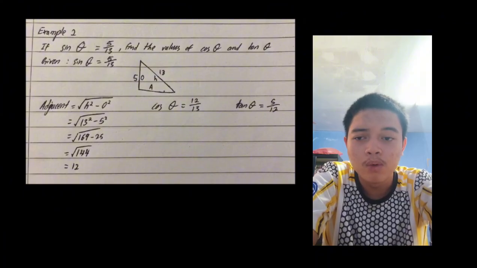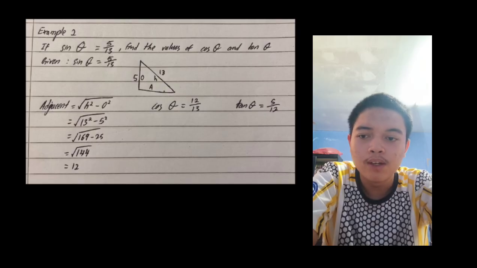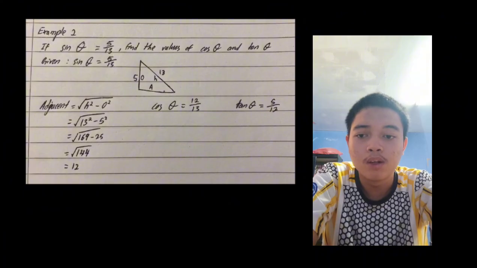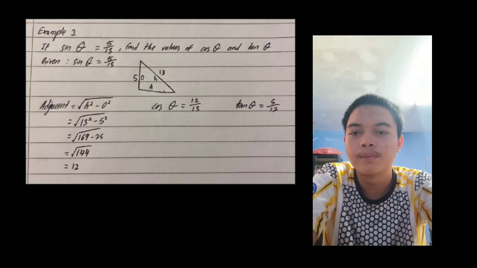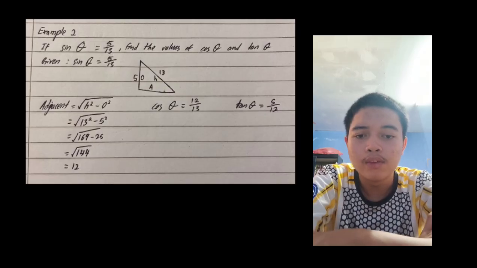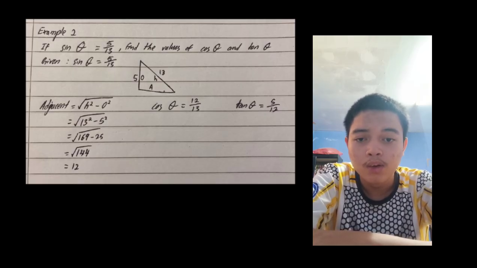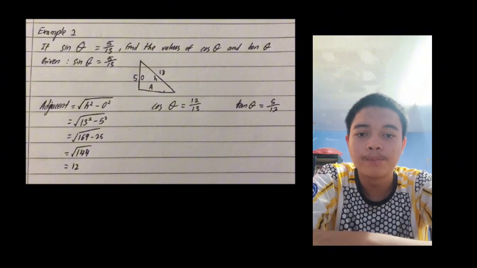Now that we know all three sides, we can find the value of cosine. Cosine is equal to adjacent over hypotenuse. So, cos theta is equal to 12 over 13. Next, we find the value of tangent. Tangent is equal to opposite over adjacent. So, tan theta is equal to 5 over 12. Therefore, the final answers are cos theta equals 12 over 13 and tan theta equals 5 over 12.